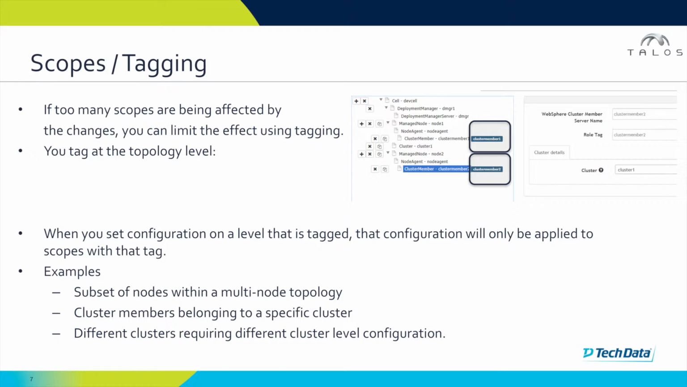So you can create the configuration on the tag and not on the scope. This is useful where, for example, in these two cluster members, one cluster member is talking to one database, and the other cluster member is talking to another database. You could separate out those configurations by using tagging.